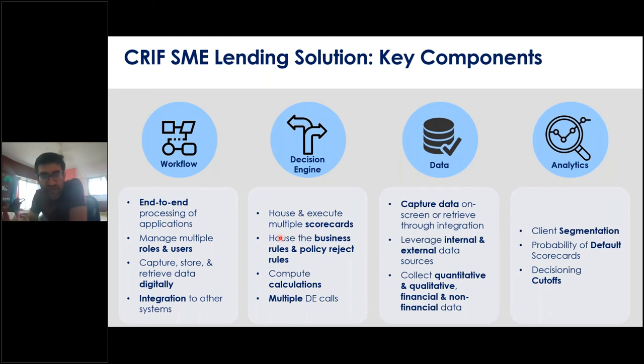And the only way you would be able to do this is that, at least from a system standpoint, you have a very, very robust decision engine to allow you to compute it in that particular structure.